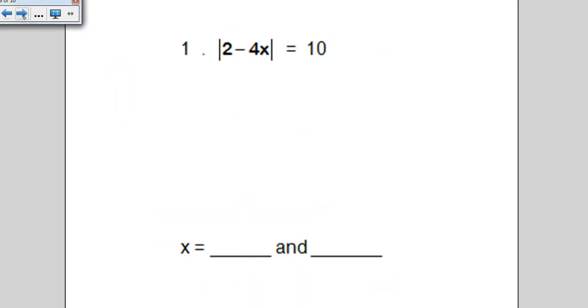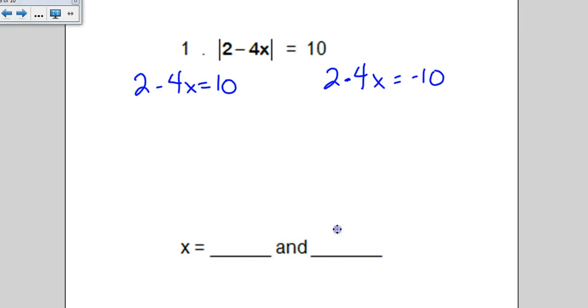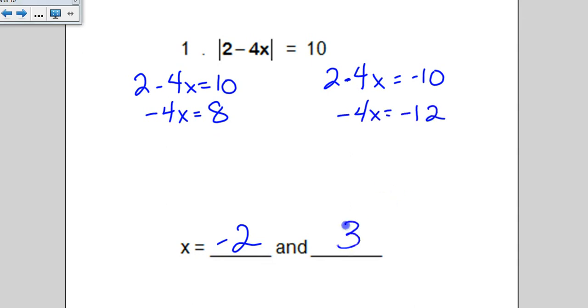Okay, the next problem, you notice, doesn't have any graph because this is no longer an inequality, this is an equation. So these were a little more simple to solve just because we don't have to think about so much. You're still going to set up two problems. 2 minus 4x equals 10. And then the other problem, remember, keep the inside stuff the same, but you negate the answer. So it could equal 10 or negative 10. We're going to subtract 2 from both sides. We get negative 4x equals 8. So one answer is negative 2. And then the other answer would be positive 3.